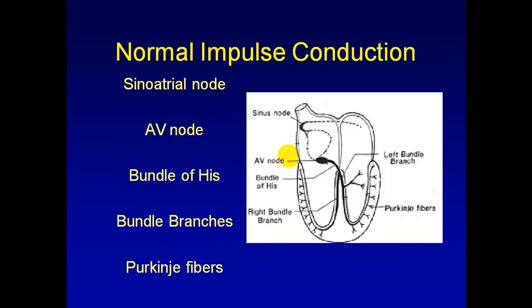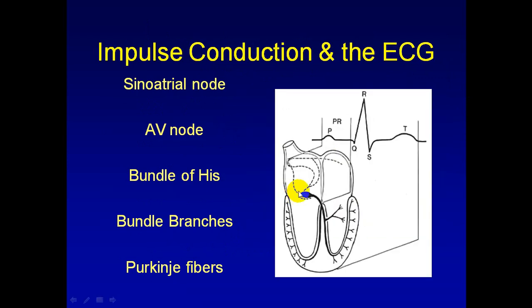Just to remind you, the impulse starts in the SA node, passes the interatrial pathway and the AV node, then the bundle of His, then the bundle branches to the terminal part, the Purkinje system, or Purkinje fibers. As we know, depolarization of the atrium gives the P wave, depolarization of the ventricle gives the QRS complex, and repolarization of the ventricle gives the T wave.